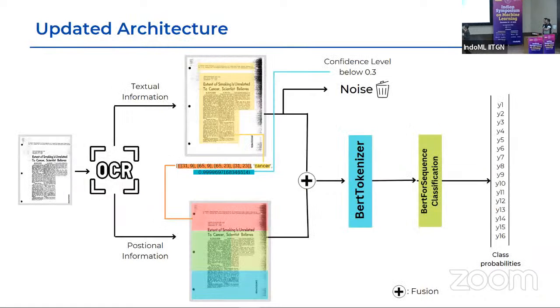So this is our updated architecture. Firstly, we have the document at the start, and we apply the OCR. Then we get the textual information and the position information. The output of EasyOCR is something like this: we get the text, the bounding box of the text, and the confidence, that is, with how much confidence it is predicting the text. The values predicted with lower confidence can be noise, so they are removed. Then these two pieces of information are fused together and passed to the BERT tokenizer, and the tokenized or embedded values are passed to BERT for sequence classification. And now we generate the final values.